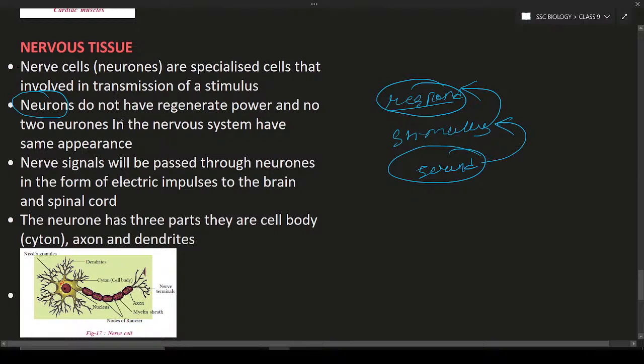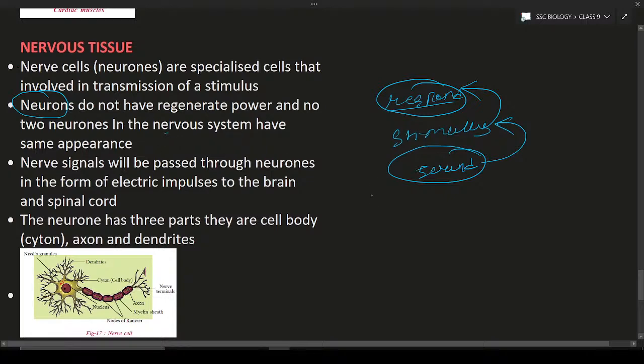These neurons do not have regenerative power. For example, if the nerve cells are damaged, new nerve cells cannot be produced. This is the reason they are non-regenerative. Also, no two nerve cells have the same appearance. It is like an Aadhaar card: in the entire India, your Aadhaar card number is unique, and your face structure is unique. In the same way, each and every nerve cell is unique, and one nerve cell will not resemble another.